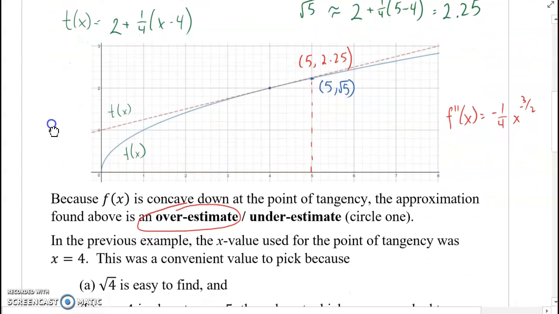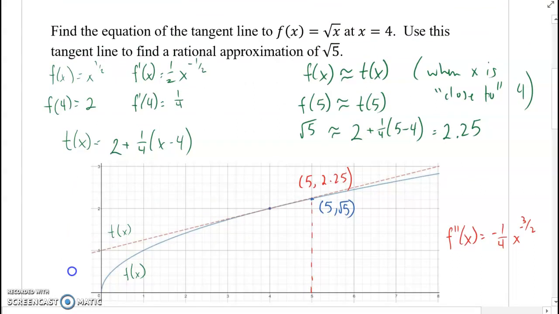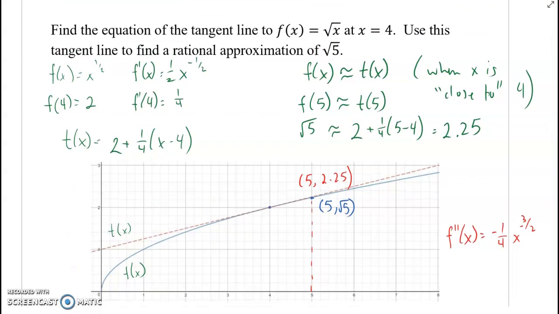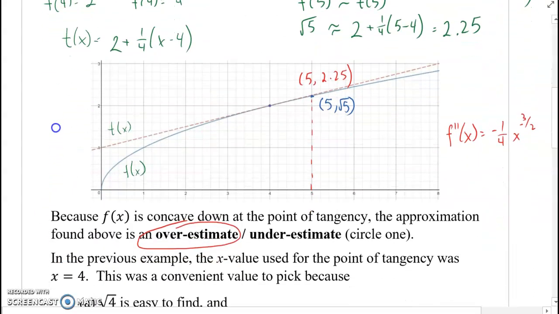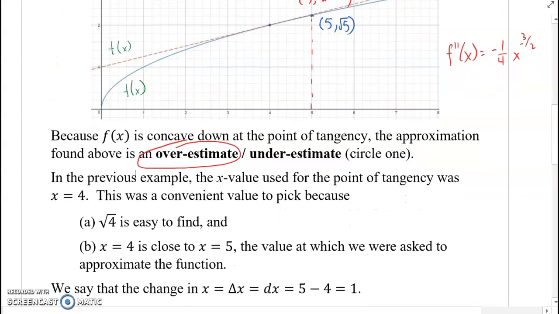All right, so the reason we're picking x equals 4, well, two reasons, right? One is I told you to. Right here it says use the equation at x equals 4. But why did I pick that? Why did I pick x equals 4 to approximate this square root of 5? Well, there are two reasons. When we're taking the square root of 4, that's not something we need a calculator for. That's not something that's going to give us a messy answer. And second, 4 is close to 5, the value that we were asked to approximate the function at.